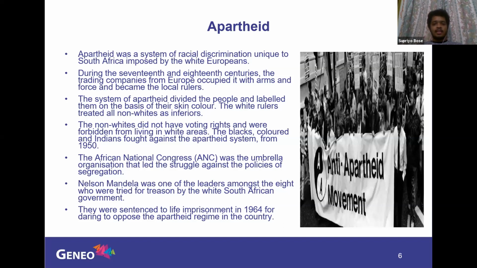The system of apartheid divided the people and labeled them on the basis of skin color. The white rulers treated the non-whites as inferiors. Okay, the non-whites did not have voting rights and were forbidden from living in white areas. काले लोगों को voting rights नहीं थी. वो vote देगा, ये voting rights नहीं थी. Government कैसे चलेगा, सरकार कैसे चलेगी, ये voting rights.